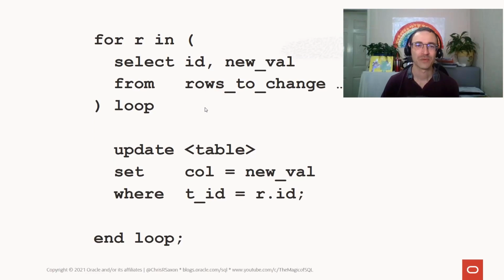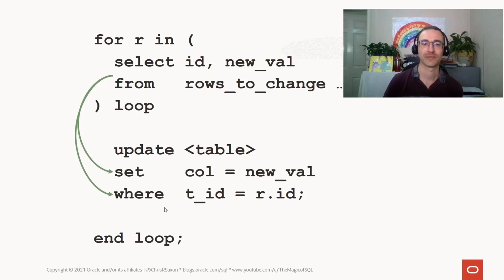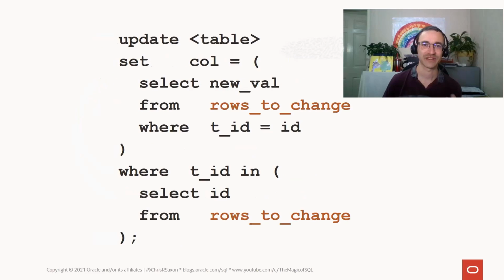What we need to do is take this select query in the cursor for loop, and put it in both the set clause and the where clause. We put it in the where clause to find which rows we're changing in the update. But because it's also providing the new values, we also need to put it in the set clause. So we end up with a statement that looks a little bit like this.